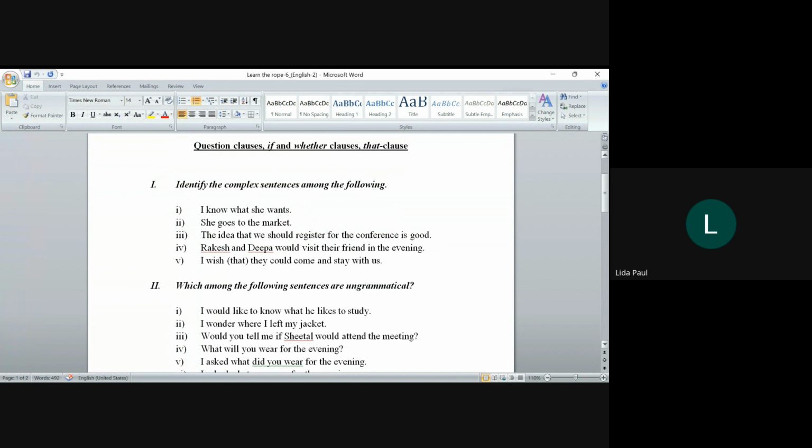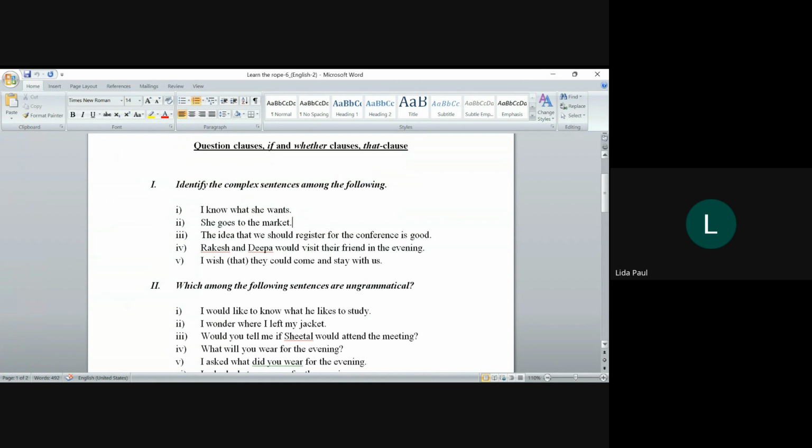Fourth one. Rakesh and Deepa would visit their friend in the evening. Not complex, ma'am. So what kind of sentence is this? It's simple. Yes. Rakesh and Deepa would visit their friend in the evening is a simple sentence. Only one verb present, right? Visit. So this is a simple sentence. Rakesh and Deepa are what you call compound subjects, right? There are two subjects, but there's only one clause here.